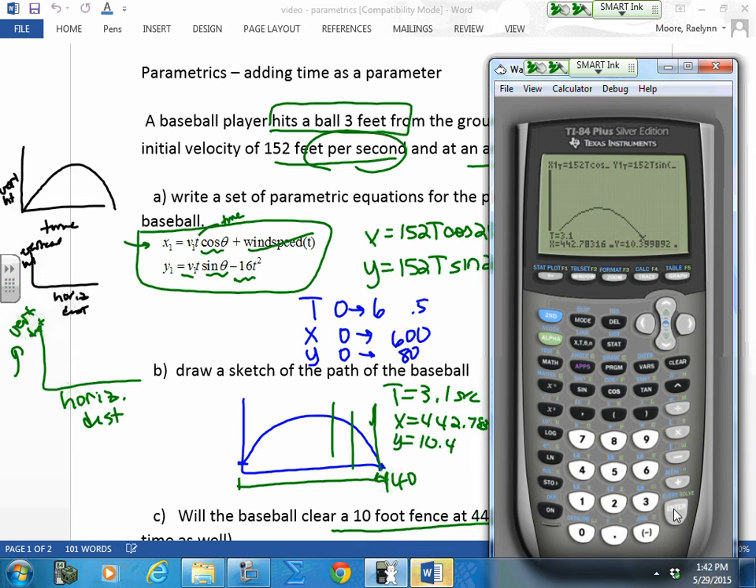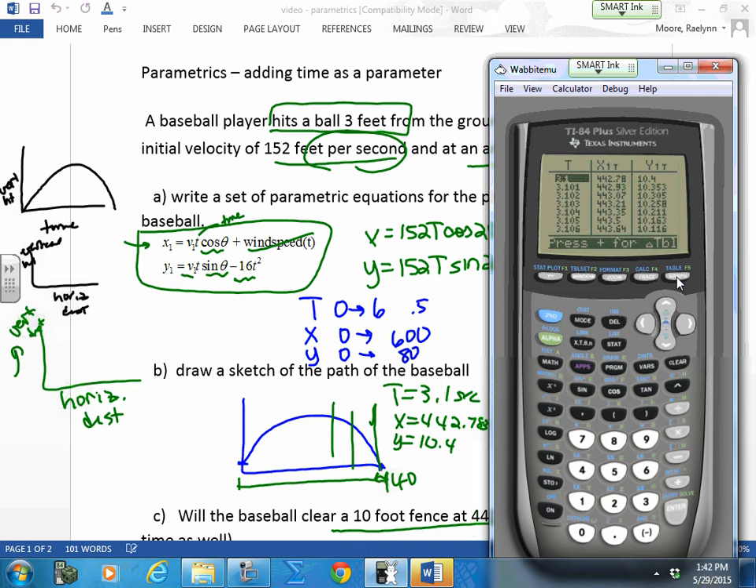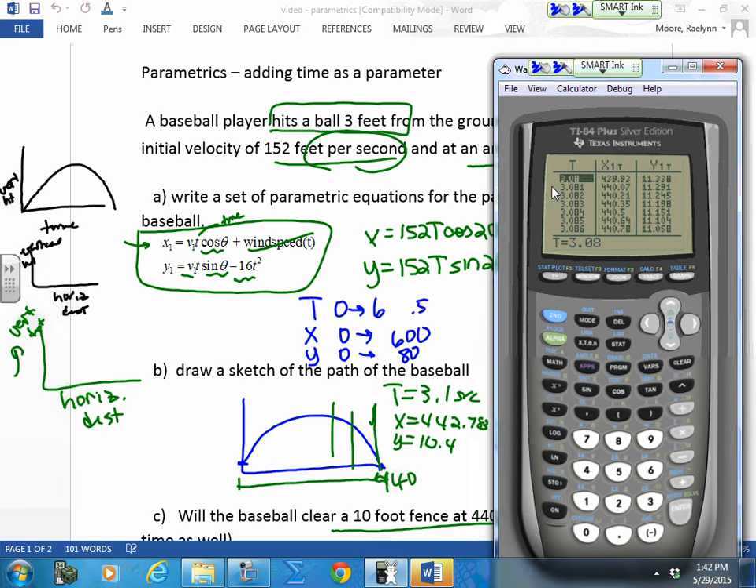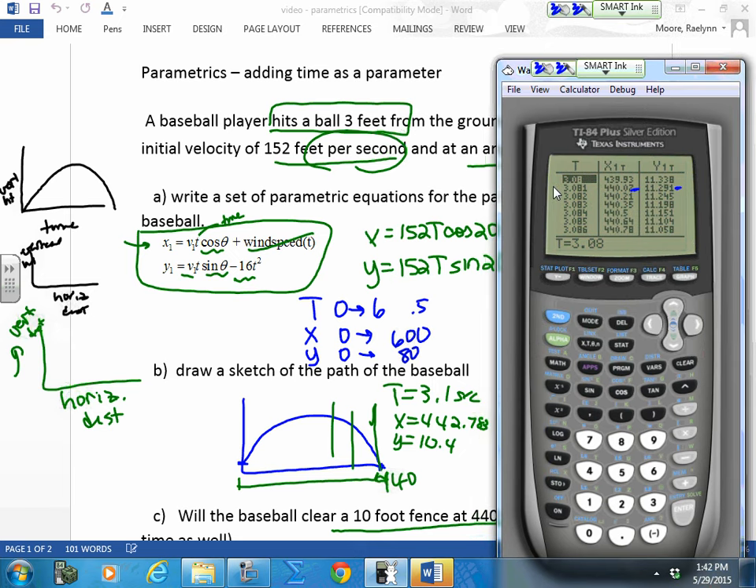Do we have to be a little bit more exact at the 440? No, because we're past the 440 and we were above 10. So if you get this far, you're fine. If you want to fine tune, go to your table, start at the 3.1 and increment it by 0.001. And when you look at it here, you'll be able to find exactly at your 440. Here's my 440. And here's my time, here's my 440, and here's my height.